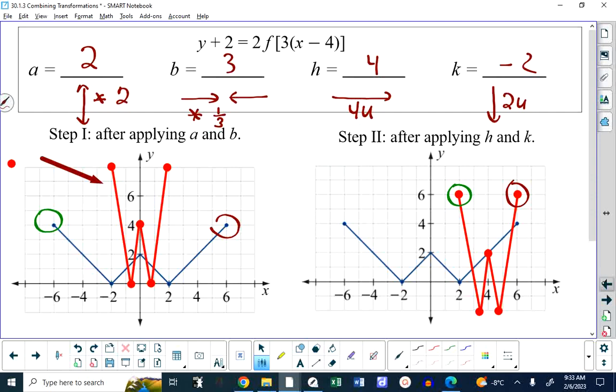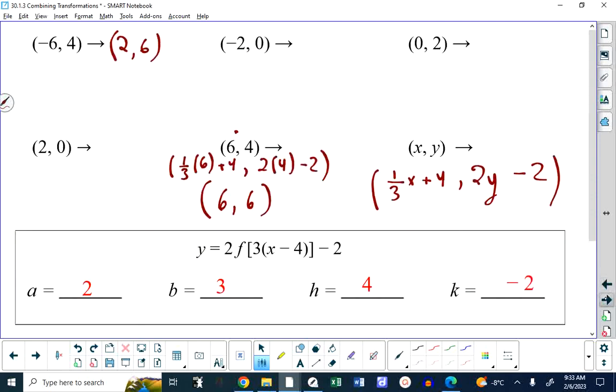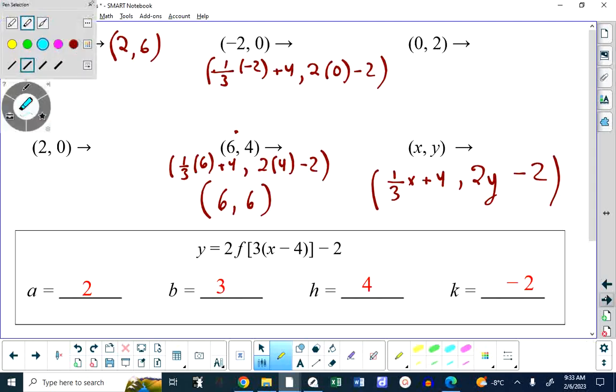Once you understand the general mapping, and I'll make it even more general in a minute or two, you don't need to read the points. For example, negative 2 comma 0, well, I'm going to take 1/3 times negative 2 and add 4. I'm going to take 2 times 0 and subtract 2. So I'm putting the x coordinate in for x in my mapping statement, and I'm putting the y coordinate in for y. In case it's not abundantly clear, I'm taking this and putting it here, and I'm taking this and I'm putting it there. And what do I get?